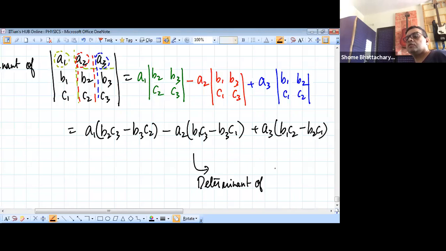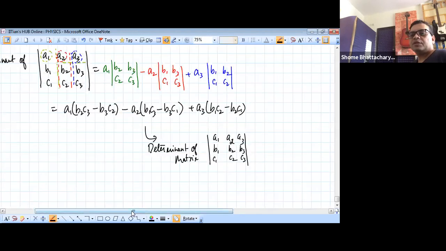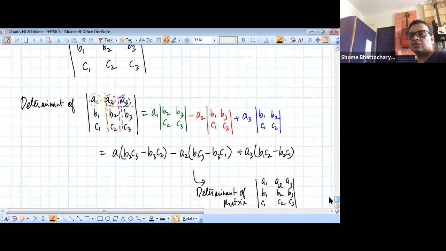of this matrix, which was this one. It becomes this. So if you're not familiar with this from 10th, then it'll just take you a little bit of time to get used to this formula. But this is all there is to it. There's nothing else to it. Okay?